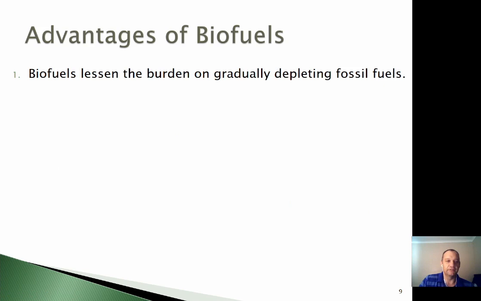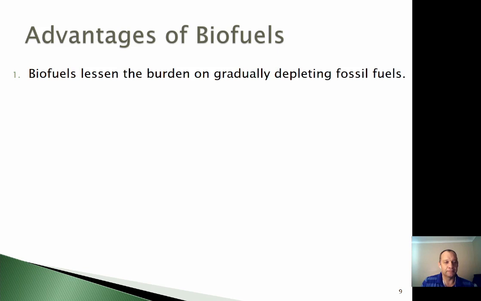So we will have a look at some advantages and disadvantages of biofuels. We have to acknowledge that there are disadvantages as well, and this will help us to plan the implementation and the use of biofuels in a way that is more advantageous, or that limits the possible damages. First, though, the advantages of biofuels.